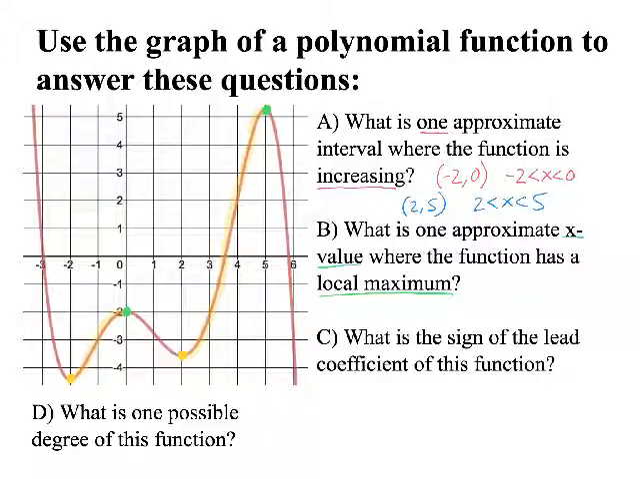So for this coordinate right here, our x value is 0. It's really 0, negative 2. And for this one, it looks like it's 5, like 5 point something. So this one would be x value 5.